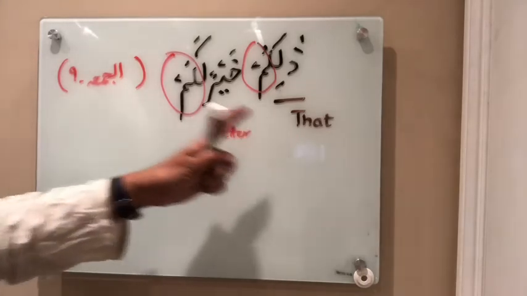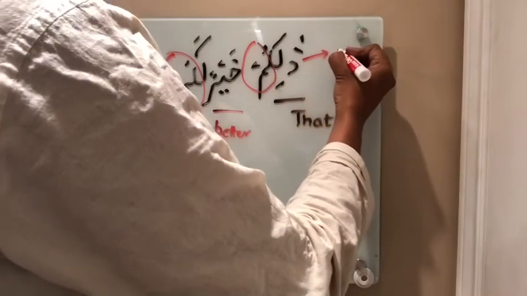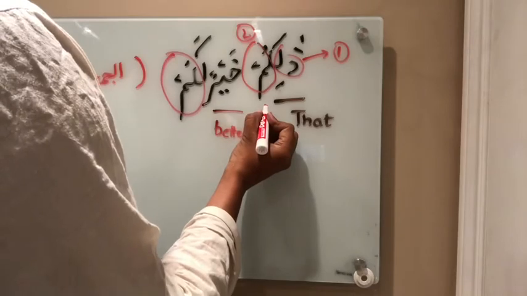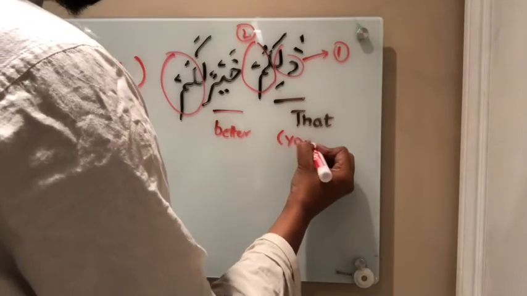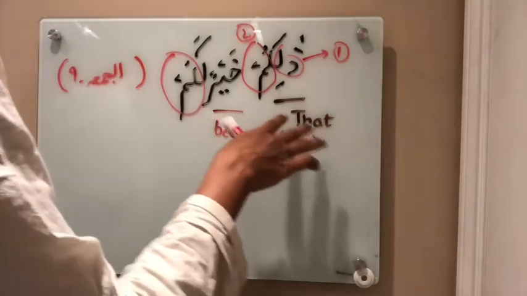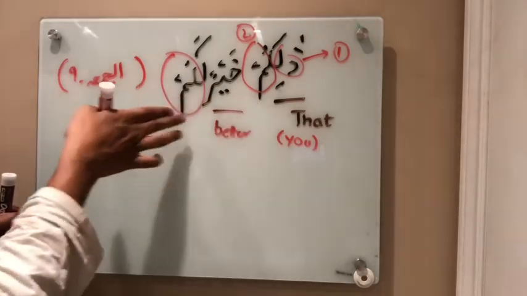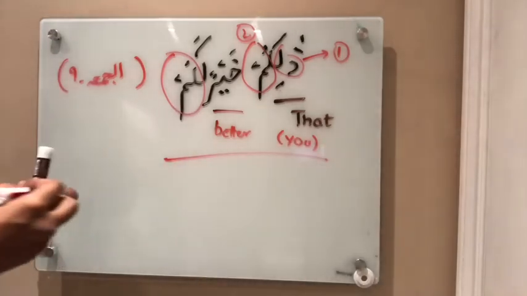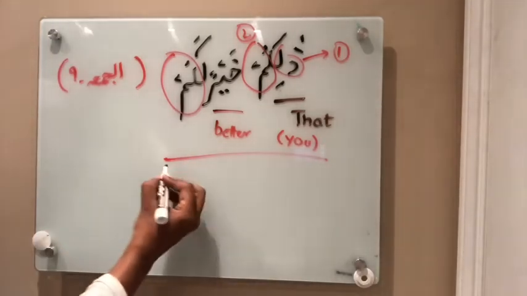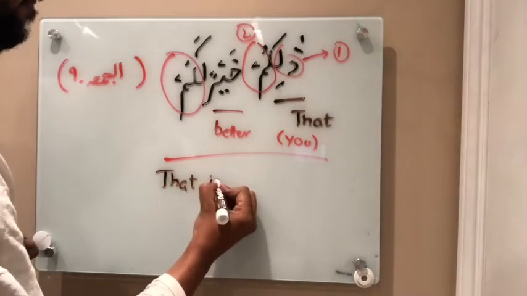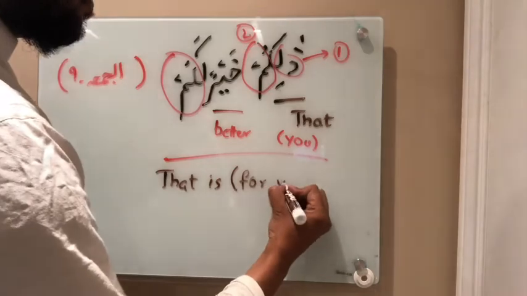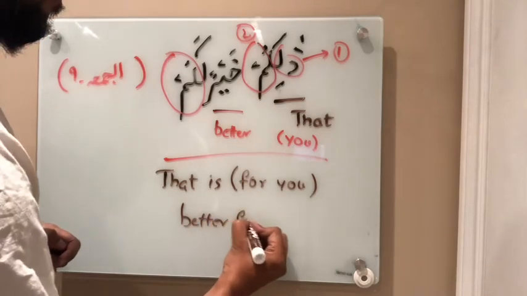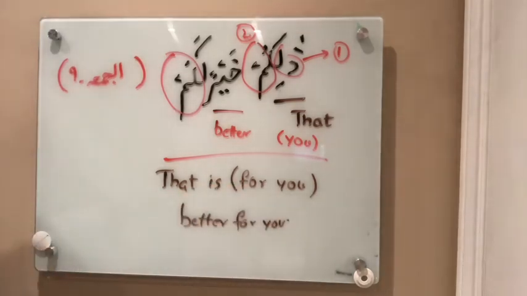So there are 3 pronouns here. Zalik is a demonstrative pronoun. Kum is number 2, a connected pronoun referring to you plural, more than 2. That is to you, better for you, right? So the whole translation becomes what? That is, and emphasizing for you here, better for you.